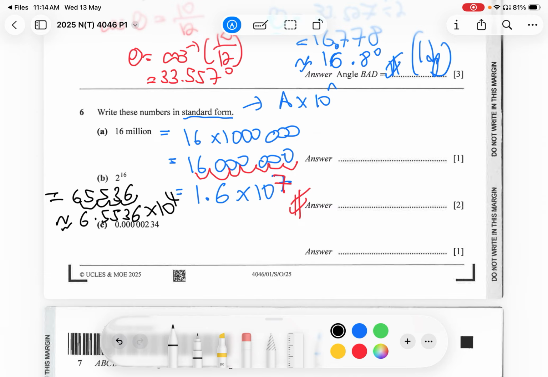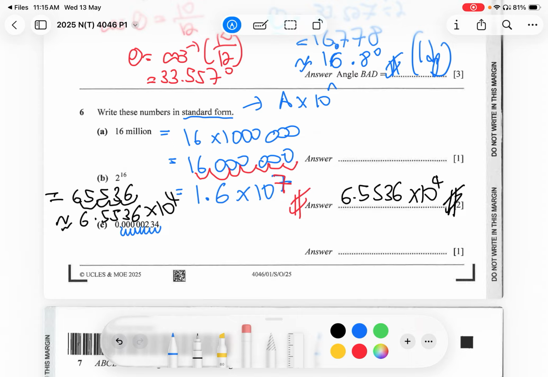So for B, right, is 6.5536 times 10 power 4. You don't need to round up because this is already exact form. So for this, for 6C, the dot is here 1, 2, 3, 4, 5, 6, 7, 8.